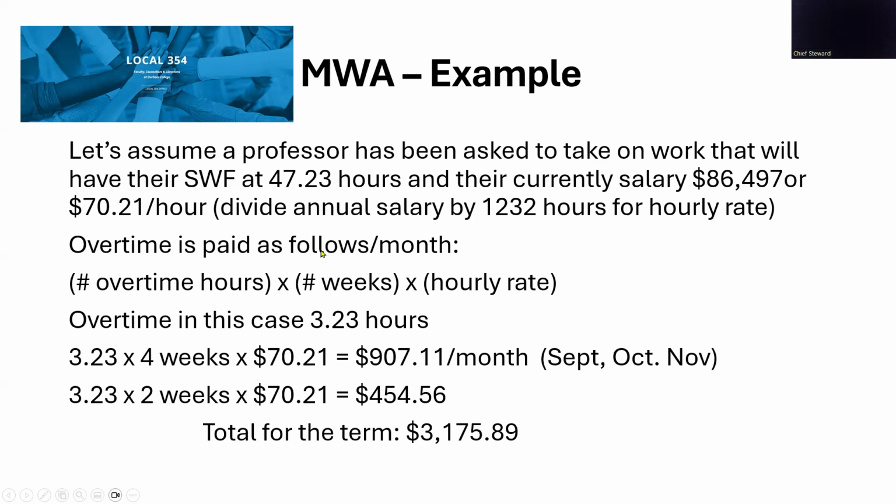So typically you're going to see 4 weeks here. In some months, you might see 5. But in this case, we have 3.23 hours of overtime multiplied by the hourly rate. So each month that there are 4 weeks in a month, this person's going to earn an extra $907 and change. And then in the final month, December, there's only maybe 2 weeks of classes in December. And so they're earning this amount. So in total, in the term, they're going to earn an additional $3,175 and change in overtime. Now, the college produces overtime memos that provide this breakdown to you, and they send them to you automatically when you are in an overtime position.